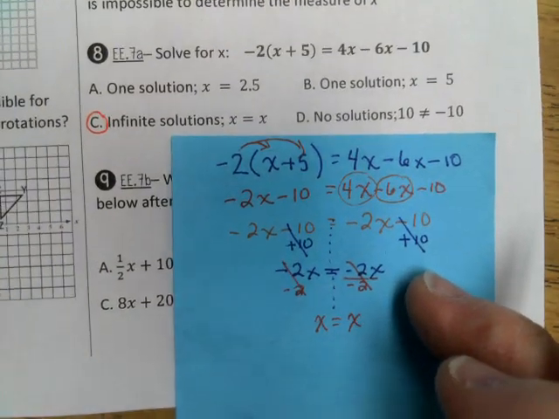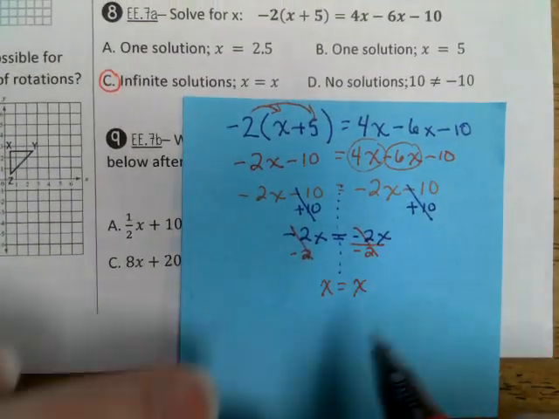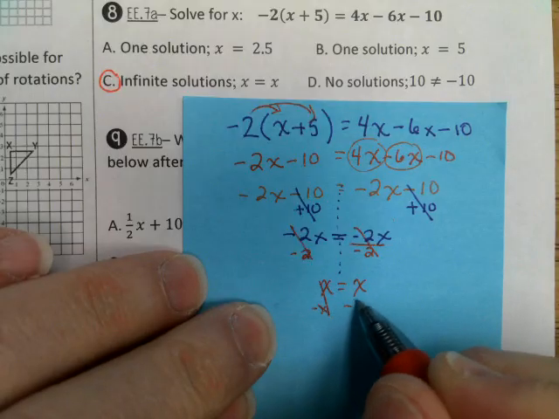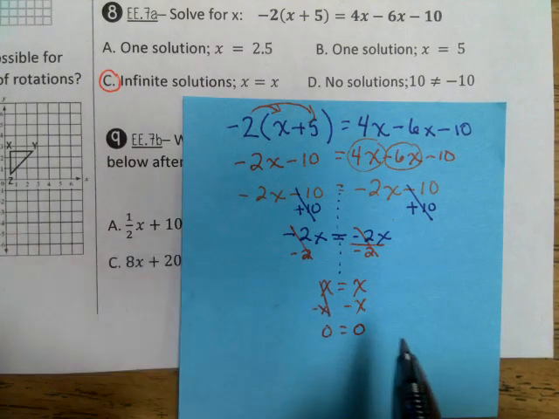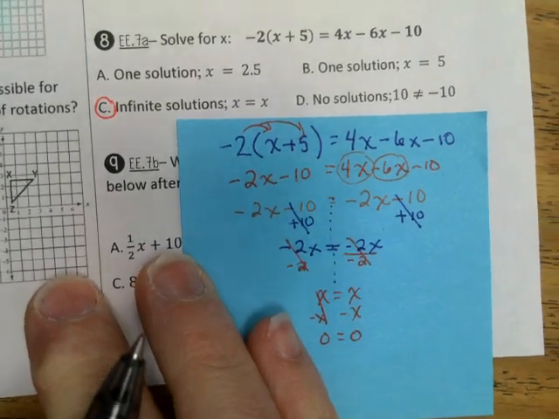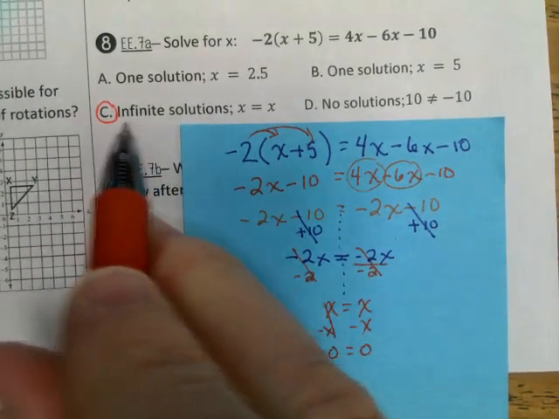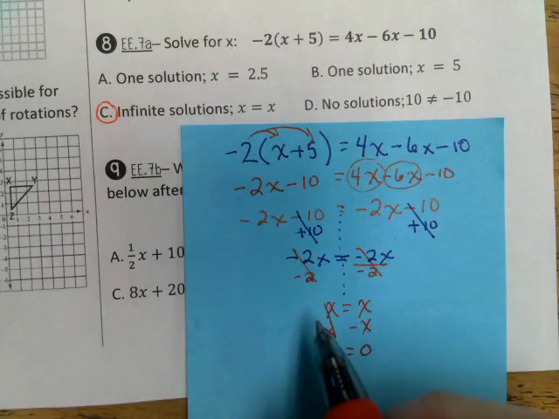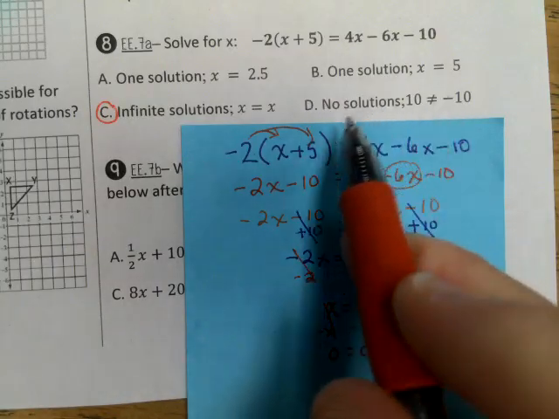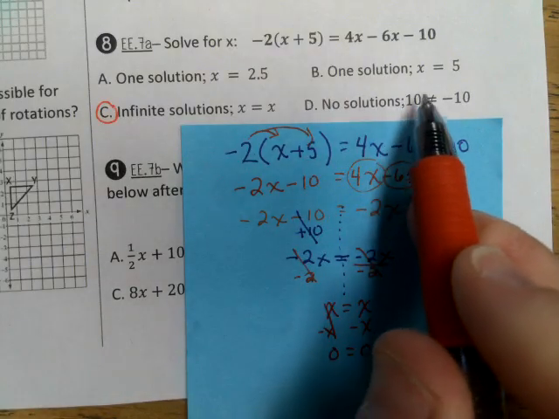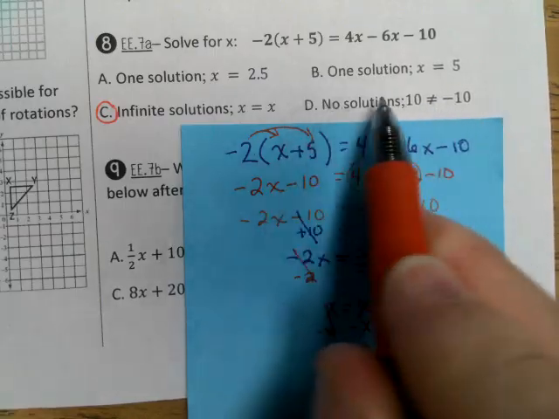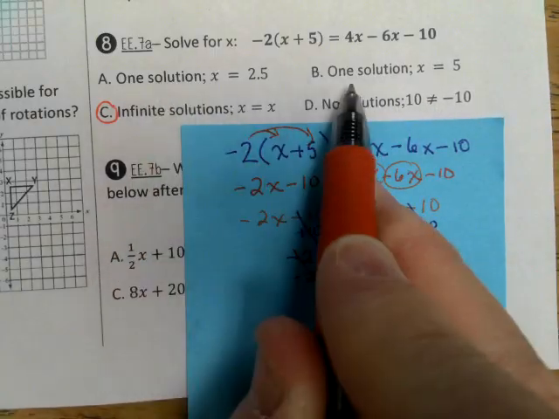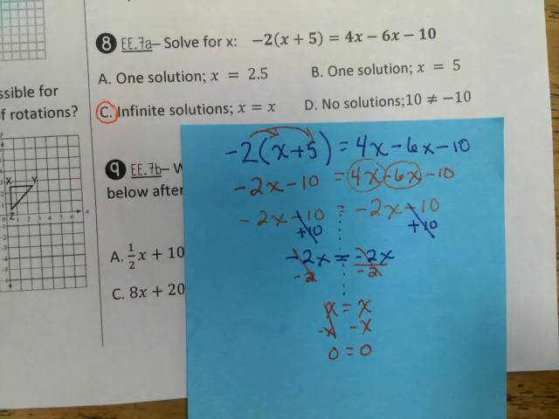So if I continued this and subtracted x from both sides, I would see 0 equals 0, so my variables cancel, and I'm left with a true statement that 0 does equal 0, so that's why it's infinitely many solutions. If that were a false statement, that's when a no solution situation happens, like positive 10 equals negative 10. That's not a true statement. That would be no solution.